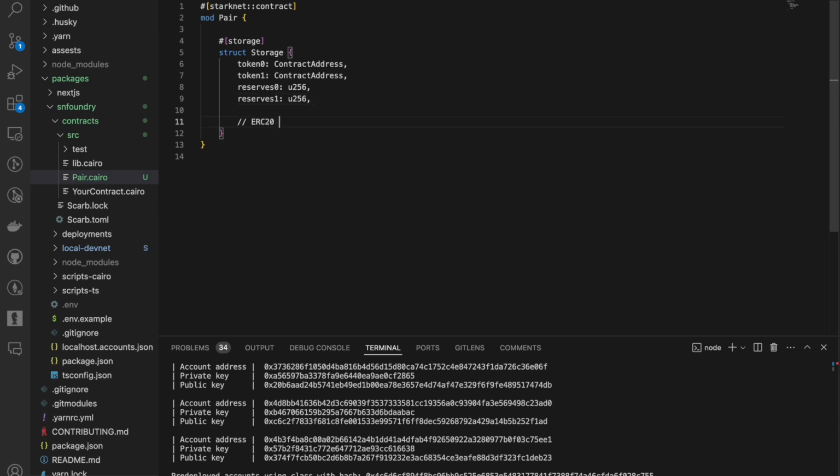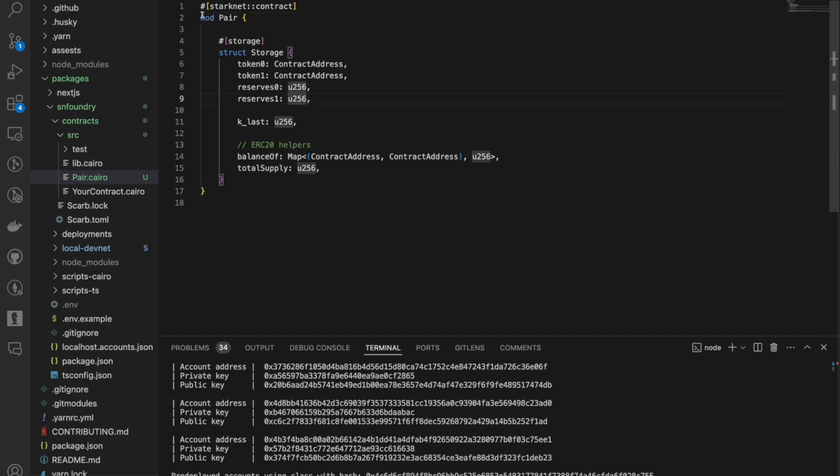Some ERC20 helpers. We are not implementing the whole ERC20 component here. We're just going to be using a couple of helper functions so we can showcase how this works. So balance of using this. Right, this works. Now, one more important thing we're missing is the K. So the K is going to be helping us maintain the constant product formula.